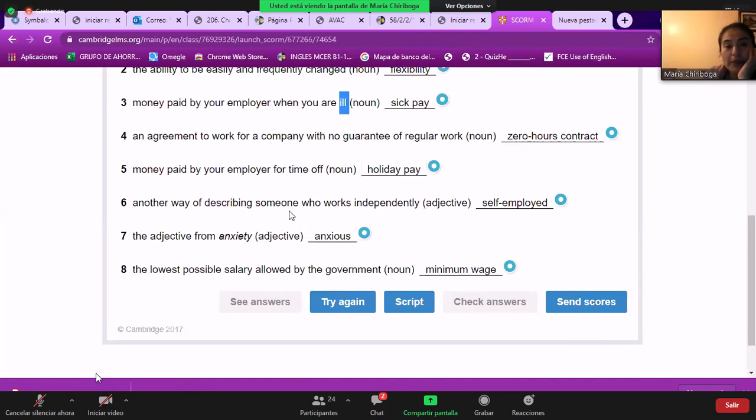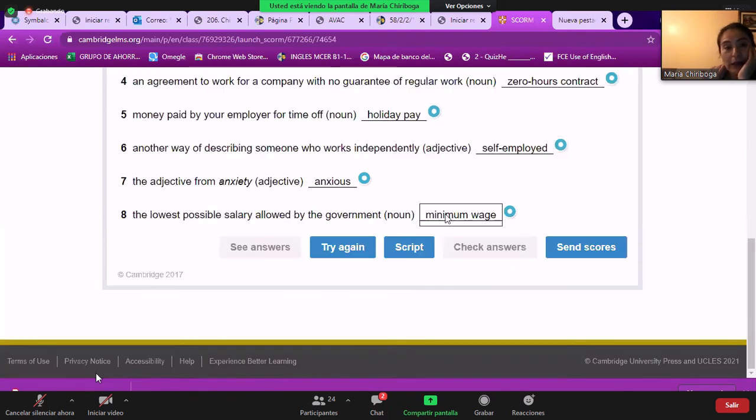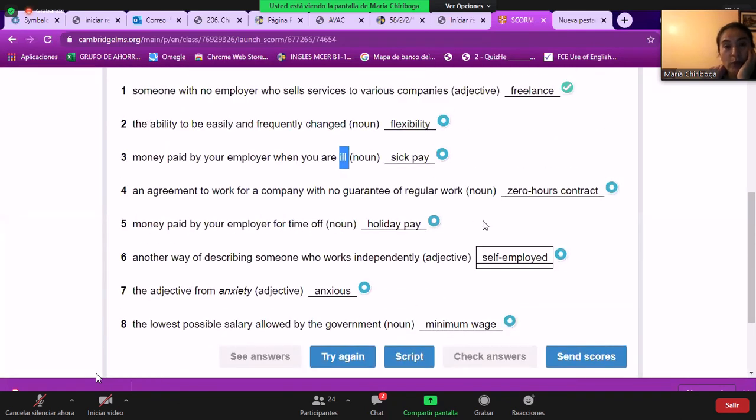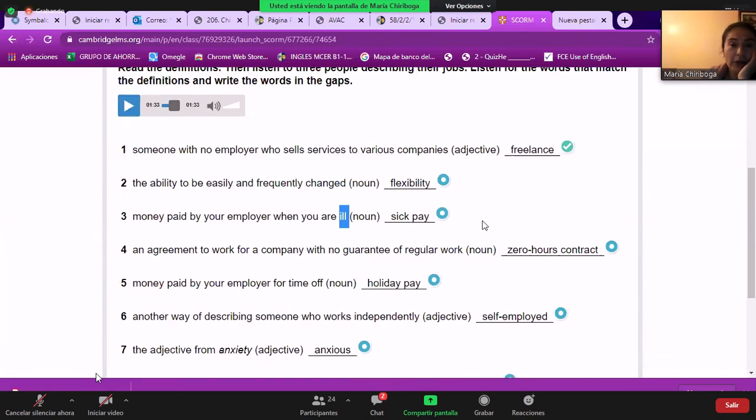Another way of describing someone who works independently, self-employed. It is a synonym maybe of freelance. The adjective for anxious, and el salario mínimo in English, minimum wage. Yeah, this was kind of confusing, was very difficult, I understand you.